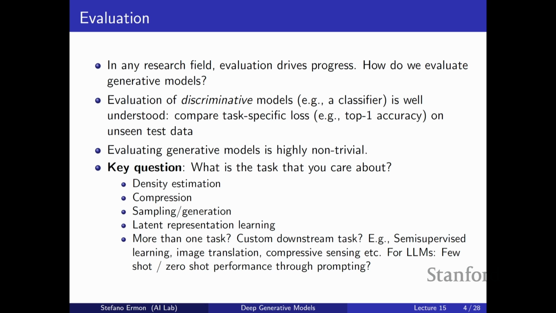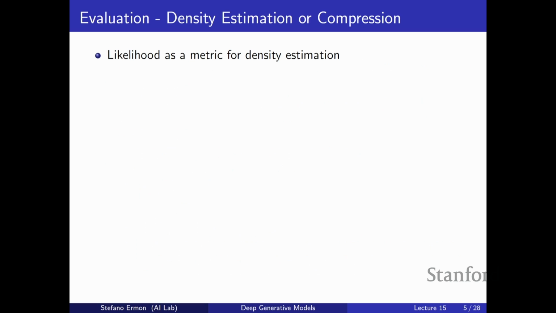So there are lots of different things you could do, and for some of them at least, there are many different metrics that you could use. Even if you pick one of these tasks, it's not entirely obvious how you measure performance on each one of them. The simplest one is probably density estimation. If you really care about being able to accurately quantify probabilities using a generative model, then likelihood is a pretty good metric for that.